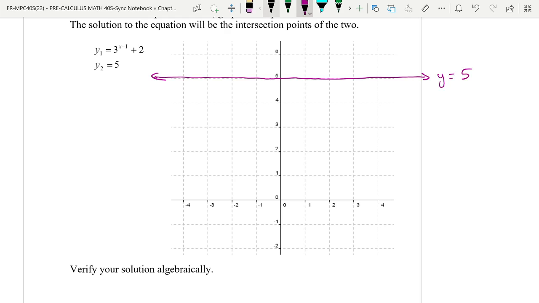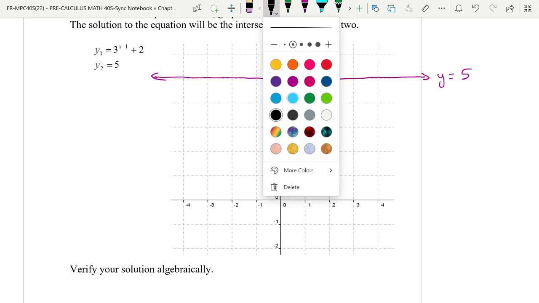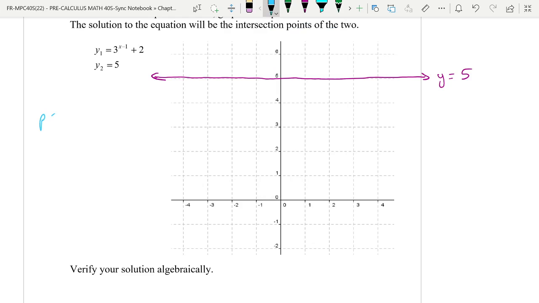Okay, now the other one. How do I graph that? I might want to put in a parent function. Do I have a really light pen I could use? Ooh, that's a very light pen. I'm going to make a light blue pen. So my parent function here is going to be y equals 3 to the x. So y equals 3 to the x goes through here.